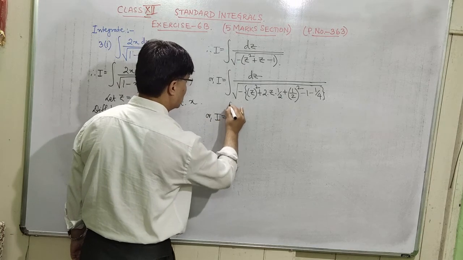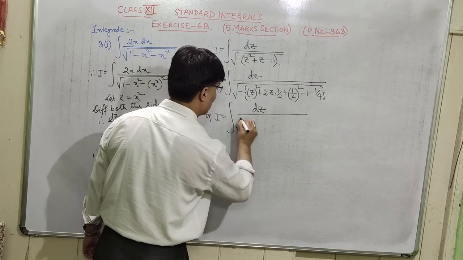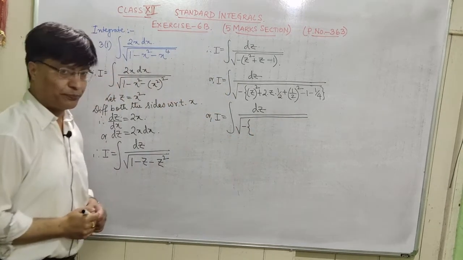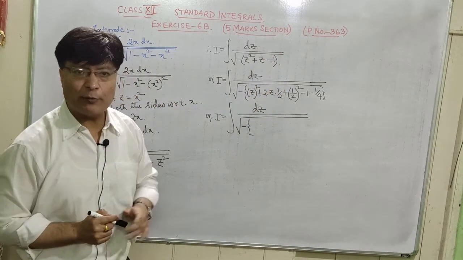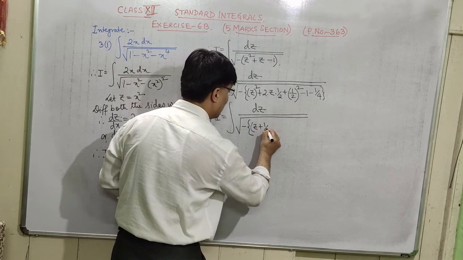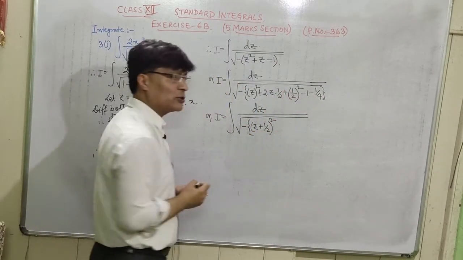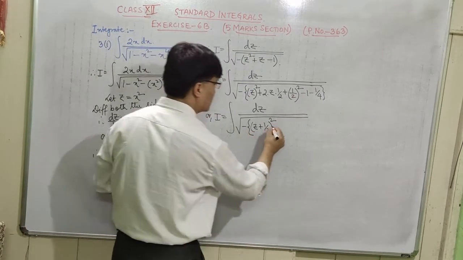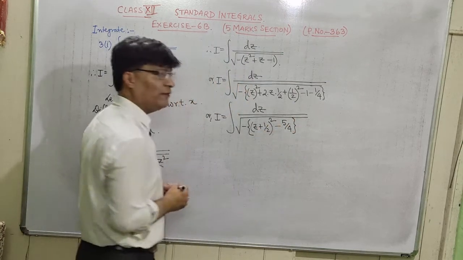I is equal to integration of dz divided by, within square root, minus within second bracket. Now this is a square plus 2ab plus b whole square. What is the formula? A plus b whole square. So this is z plus half whole square. Is that clear? And what is minus 1 minus 1/4? Same sign, you have to add them. So it will be 4 ones are 4 plus 1 is 5. So it is minus 5/4.